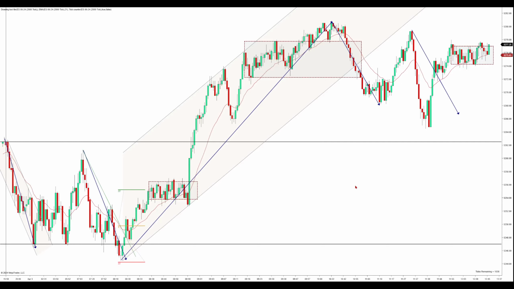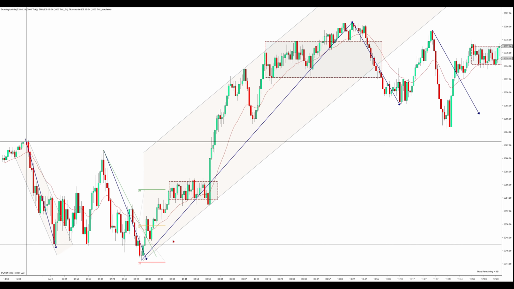Hi everyone, this is the E-mini S&P 500 futures. I'm using a 2000 tick chart and a 21 EMA. I've got my overnight high level here and my overnight low down here. These are our key levels for the day. I started trading at 8 Central Time, which is this area right here.